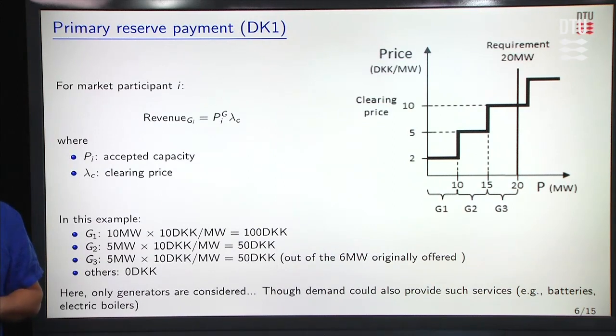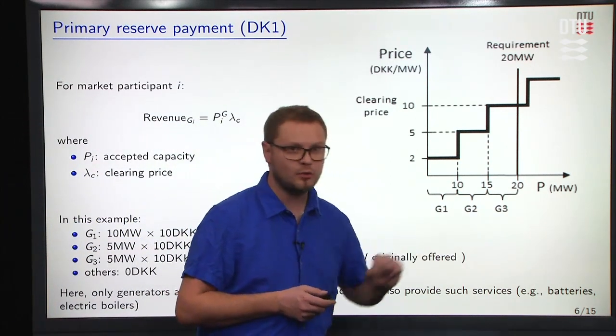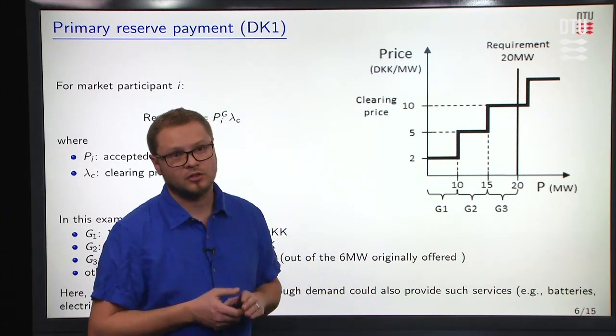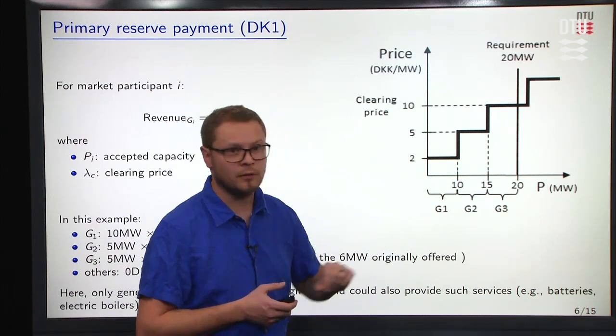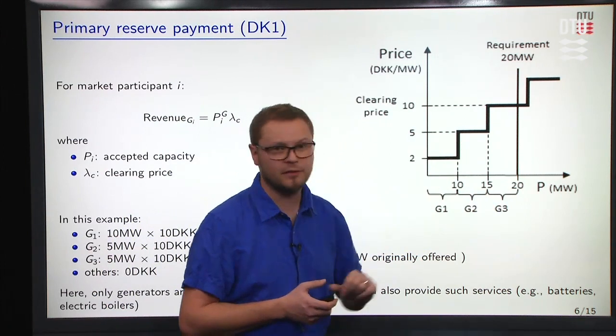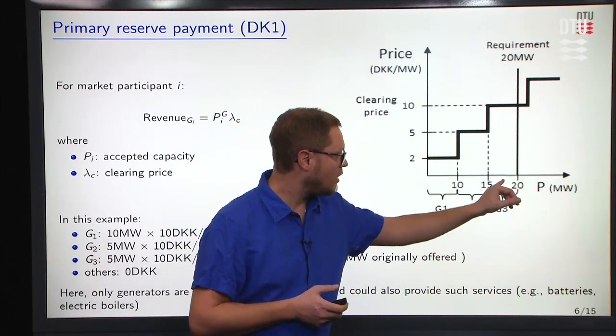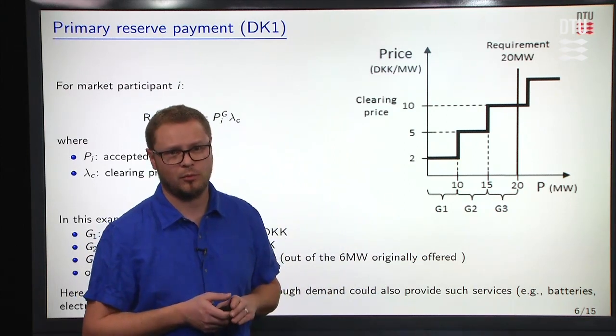Let's look at an example here. Let's say that for a given time unit, say tomorrow for a given hour, we would like to procure primary reserves. Three generators are represented here, G1, G2 and G3, that offer some capacity for primary reserve. G1 offers 10 megawatt at a price of 2 kroner per megawatt, G2 5 megawatt at a price of 5, and then G3 offers 6 megawatt at a price of 10 kroner per megawatt.